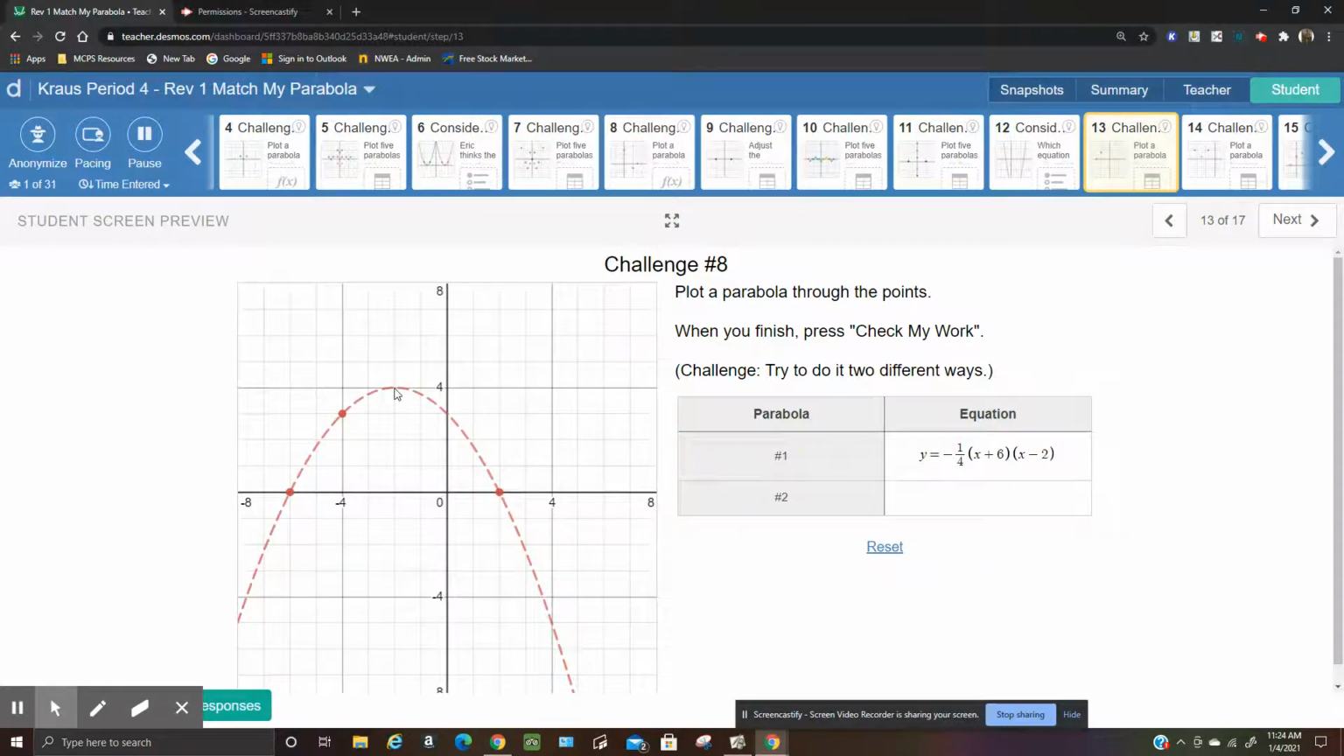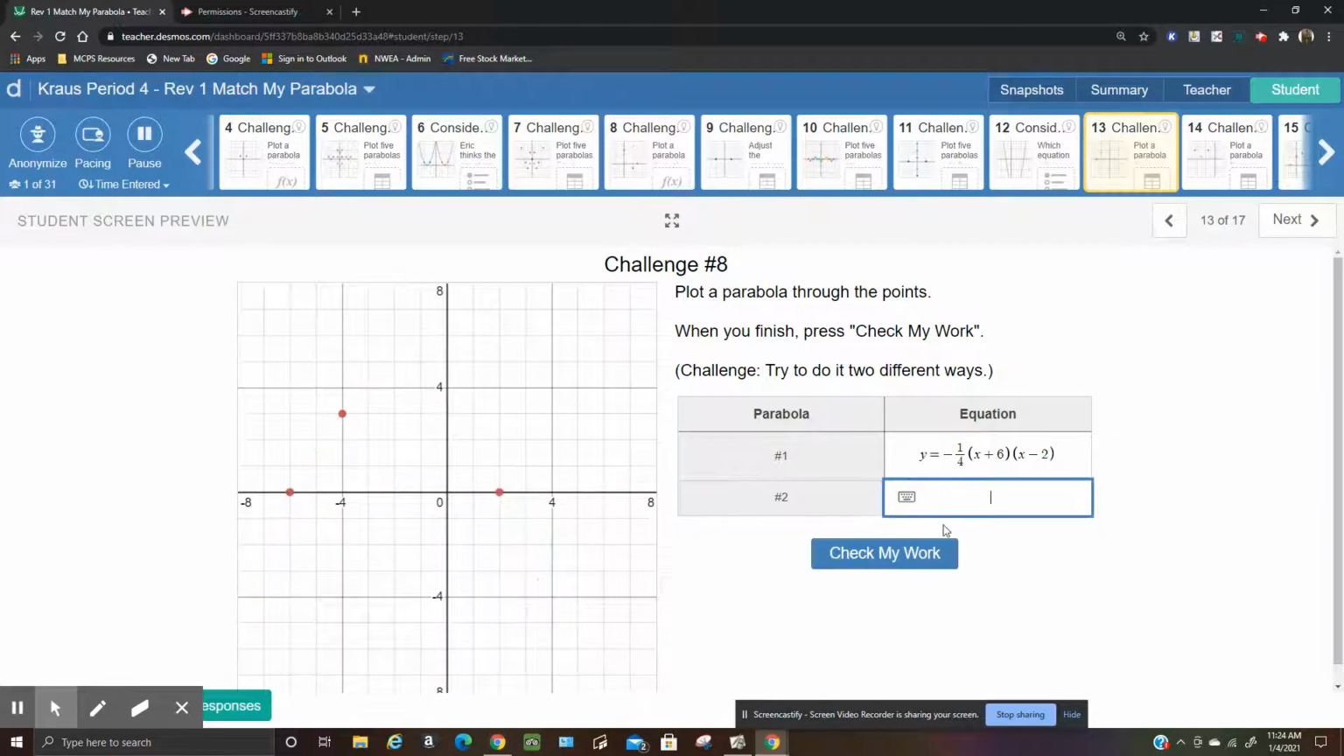And then if you click on this point here, it's -2, 4. So y equals -1/4.